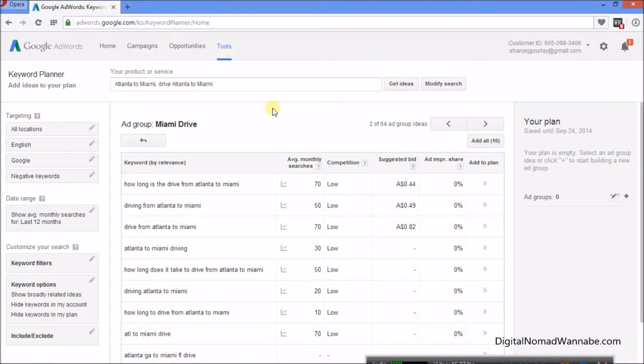We know how they search for it, which order they put the words, so we look for a competitive one. So I would start by looking at the ones with the biggest searches. Now, how long is the drive? That's not really what I'm writing about. So I'd start with "drive from Atlanta to Miami" with 70 searches.